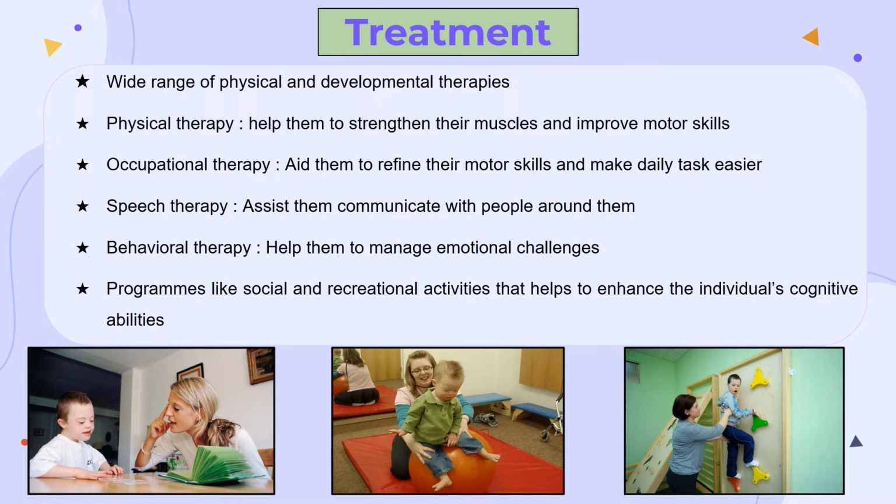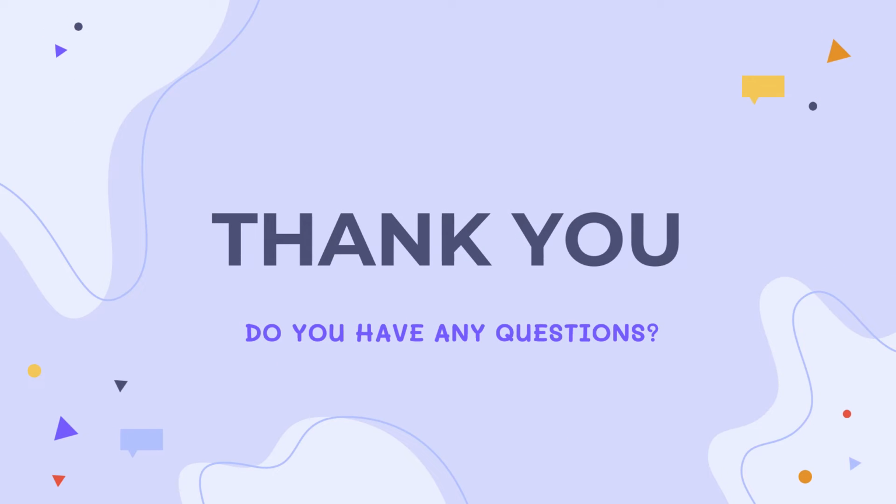Down syndrome cannot be cured, but early treatment programs can help to improve skills. There are a wide range of physical and developmental therapies available, including physical therapy, occupational therapy, speech therapy, and behavioral therapy. Other than that, programs like social and recreational activities can help to enhance the individual's cognitive abilities. That is all from our group regarding the trisomy 21 karyotype.